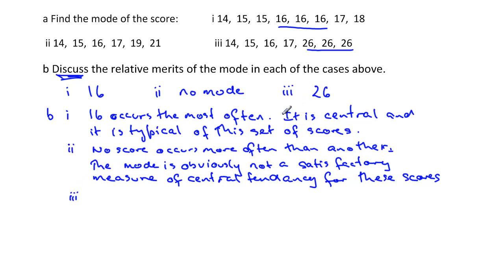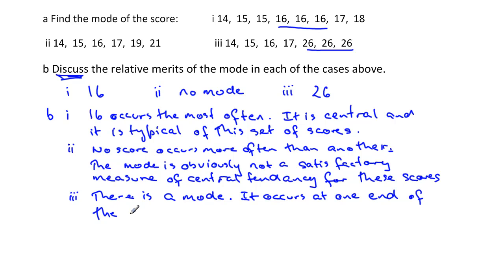What about this last one? Now you'll notice that it does have a mode, so we can say there is a mode. That's the first thing. But it occurs at one end of the set. So we can say it occurs at one end of the set of data. So really, it is not a central value.